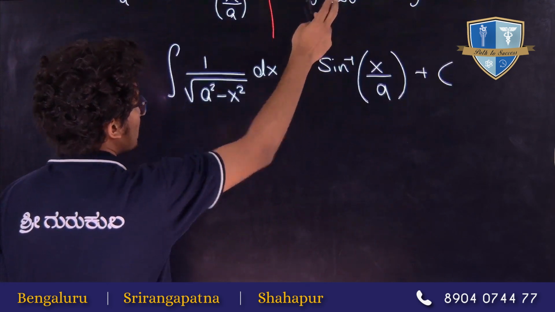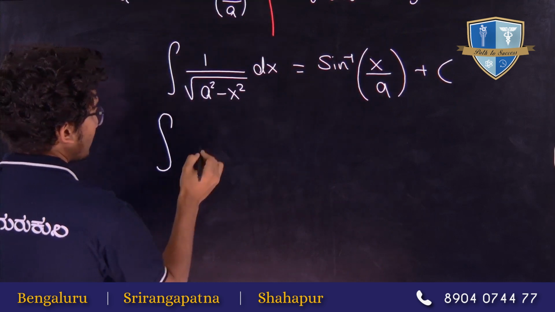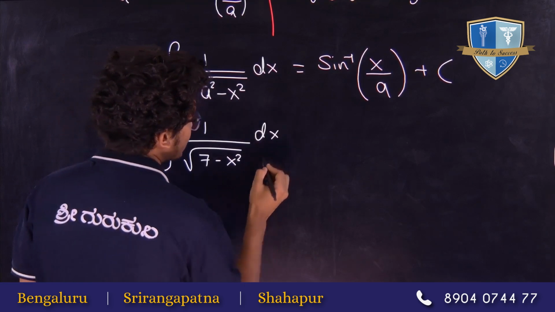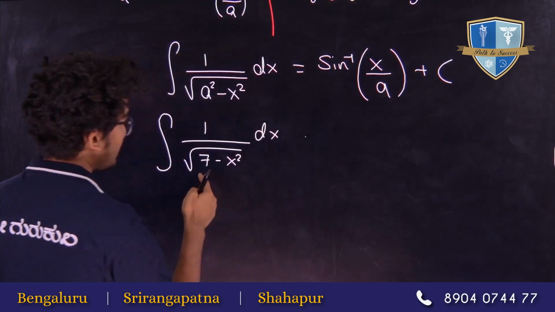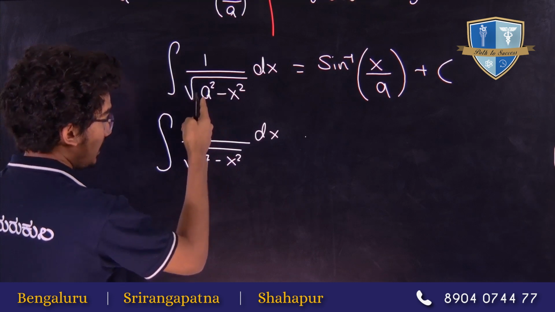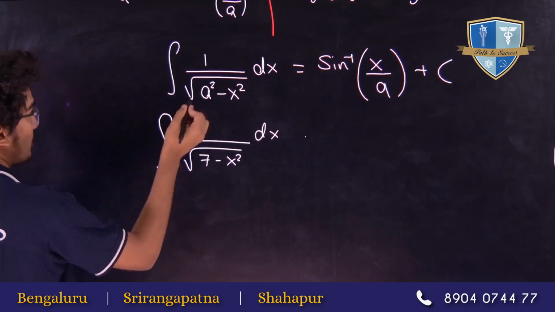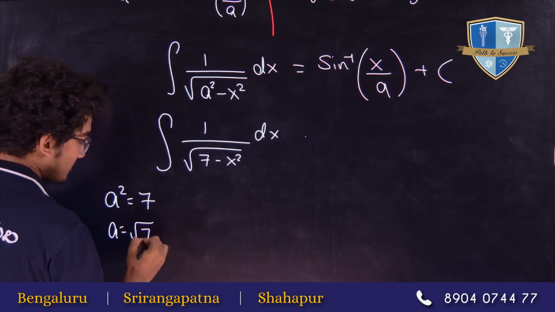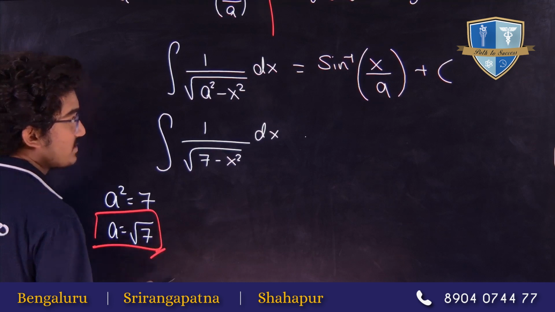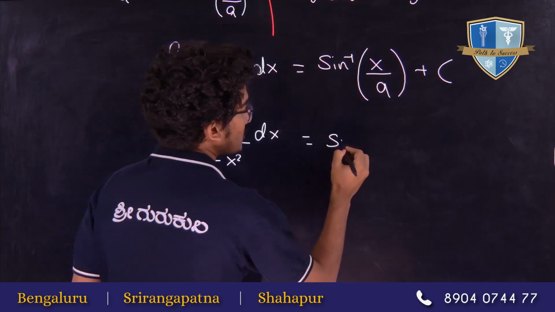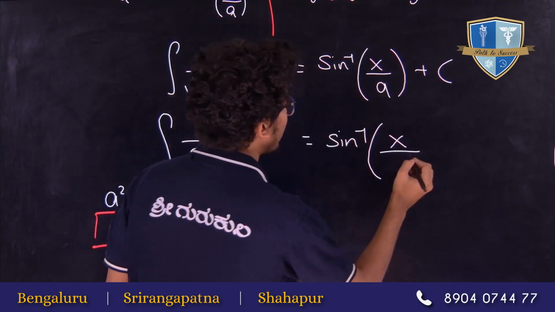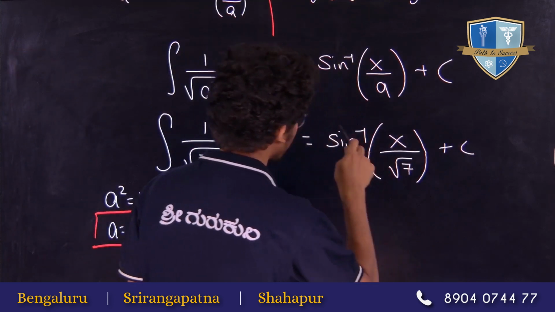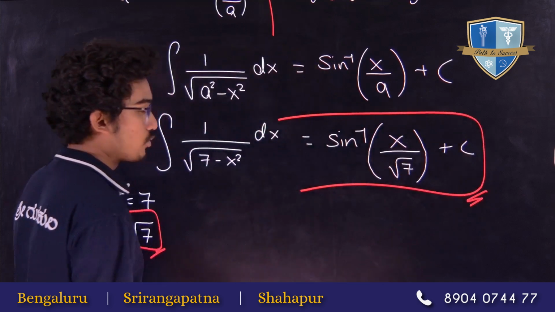Now in the question we are supposed to evaluate integration 1 upon root of 7 minus x square dx. So what will be the answer? See, if you compare this, x is same, a square is equals to 7. So if you compare this, you will find a square is equals to 7 and a is equals to root 7, correct? That means this will be equals to sine inverse of x divided by a, and a is equals to root 7, plus c. So this is our integration of 1 upon root of 7 minus x square.